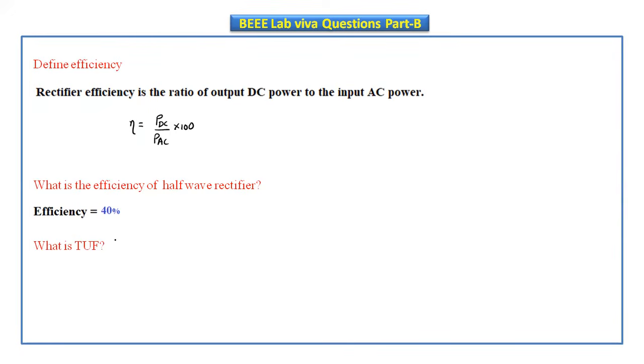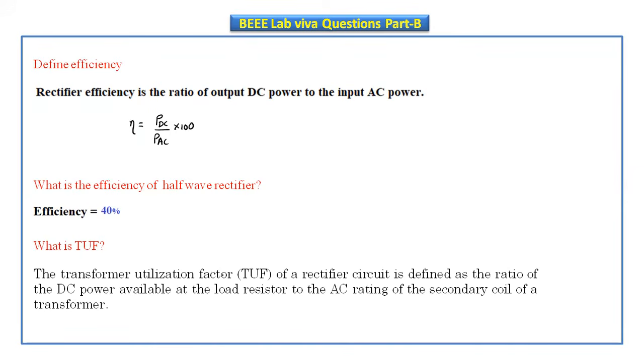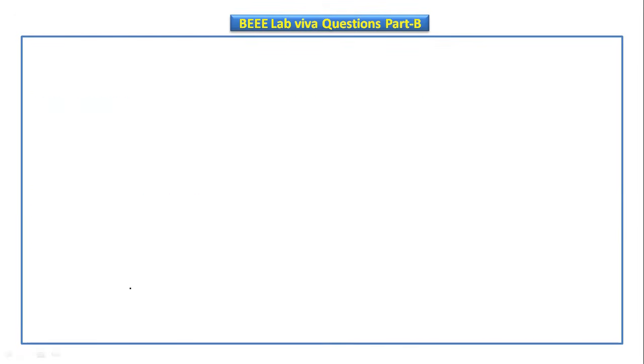Before that, what is transformer utilization factor, simply TUF? The transformer utilization factor of a rectifier circuit is defined as the ratio of DC power available at the load resistor to the AC rating of the secondary coil of the transformer. This is called the transformer utilization factor: DC power output to the AC power at the secondary coil of the transformer. Next, what is the transformer utilization factor of half wave rectifier? The TUF of half wave rectifier is only 40%.